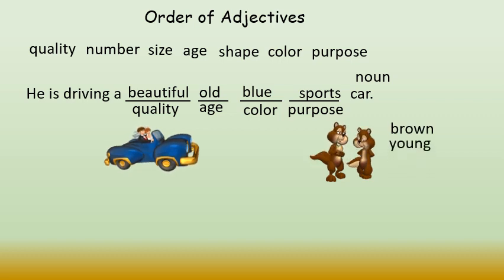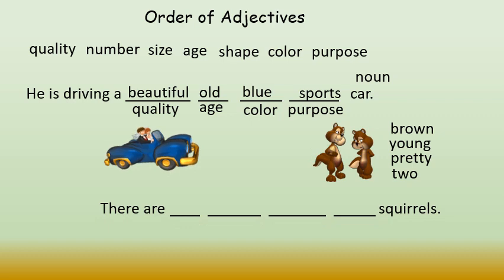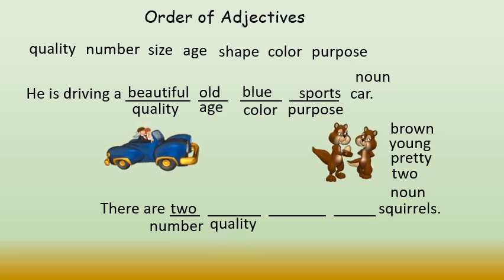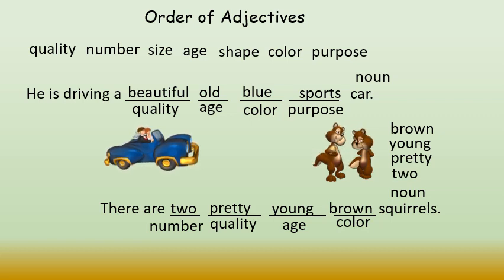The adjectives brown, young, pretty, too. The noun is squirrels. What's the number? There are two. What's the quality? Pretty. What's the age? Young. What's the color? Brown. There are two pretty young brown squirrels.